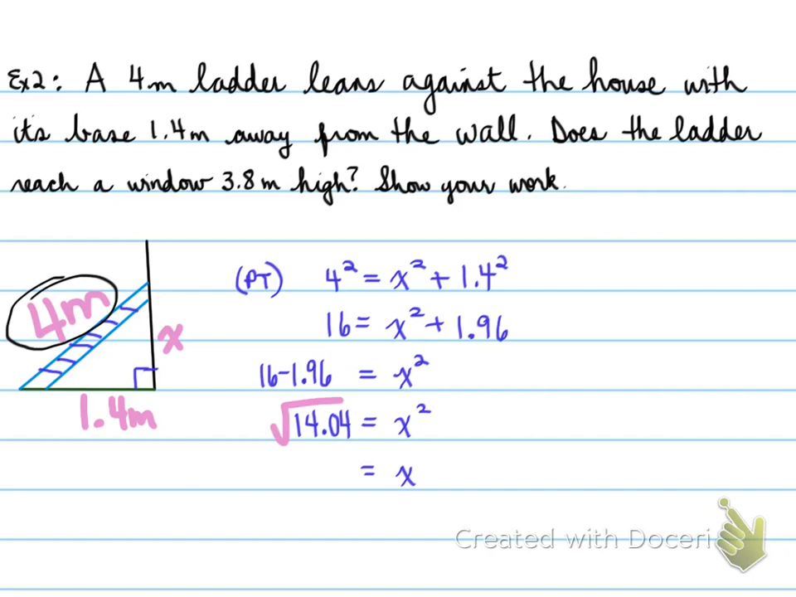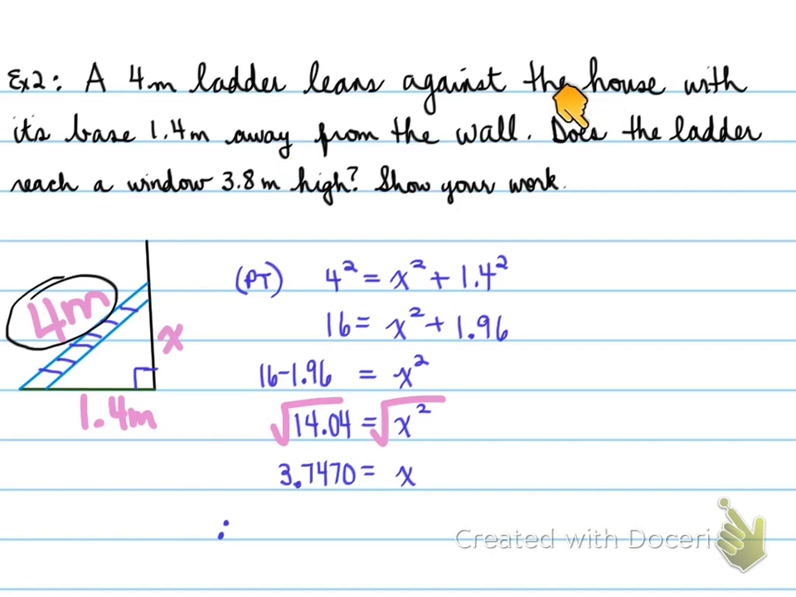And we get x is equal to 3.7470. So we rounded it to 4 decimal places. The question over here doesn't say how much to round to, so we leave it at 4 decimal places. But wait, did we answer the question?